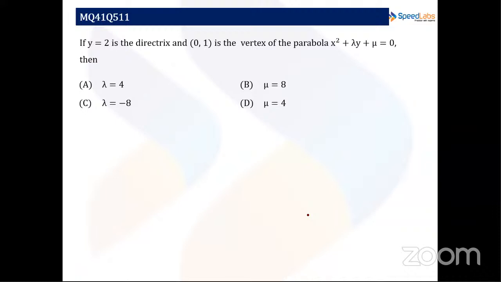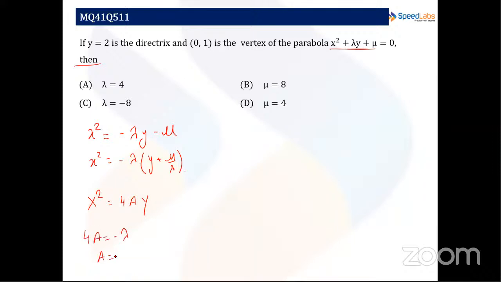Moving to the next question, we are given y equals 2 is the directrix and 0 comma 1 is the vertex of the parabola x square plus lambda y plus mu equals 0. Then we have to find the value of lambda and mu. So rewriting this equation as x square equals minus lambda y minus mu. So x square will be equal to minus lambda, taking common, y plus mu upon lambda. Now comparing it with the general equation x square equals 4ay, we have 4a equals minus lambda, so a is minus lambda by 4.